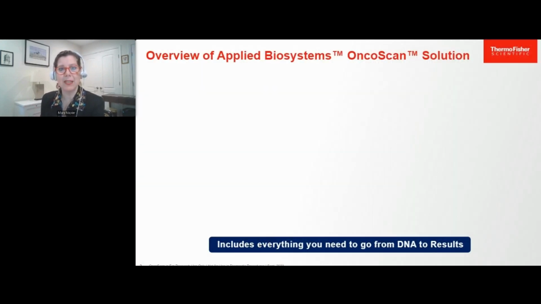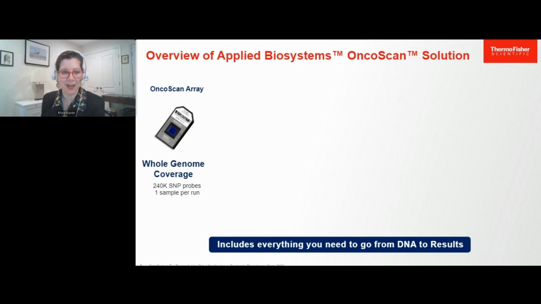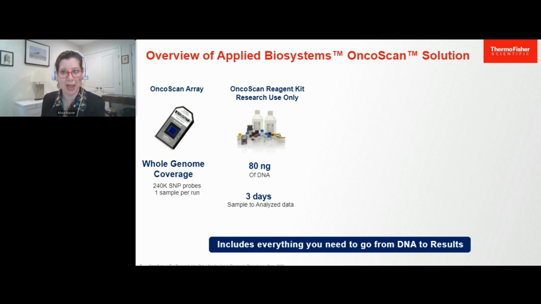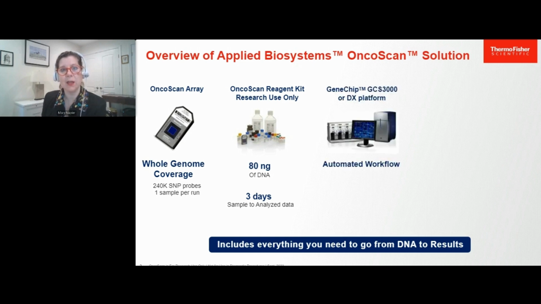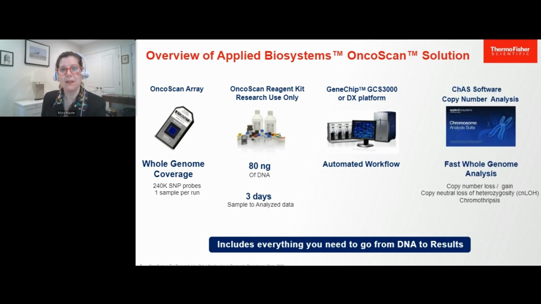Just really quickly, I'm going to give an overview of what exactly is OncoScan. OncoScan's a chromosomal microarray that actually provides you a very high fidelity of copy number and LOH. Our assay takes about 80 nanograms of DNA, and you get from 3 days from sample to analyzed data. We have a specific platform that you see here. And these gentlemen use the output of CHAZ in their methods to determine HRD.